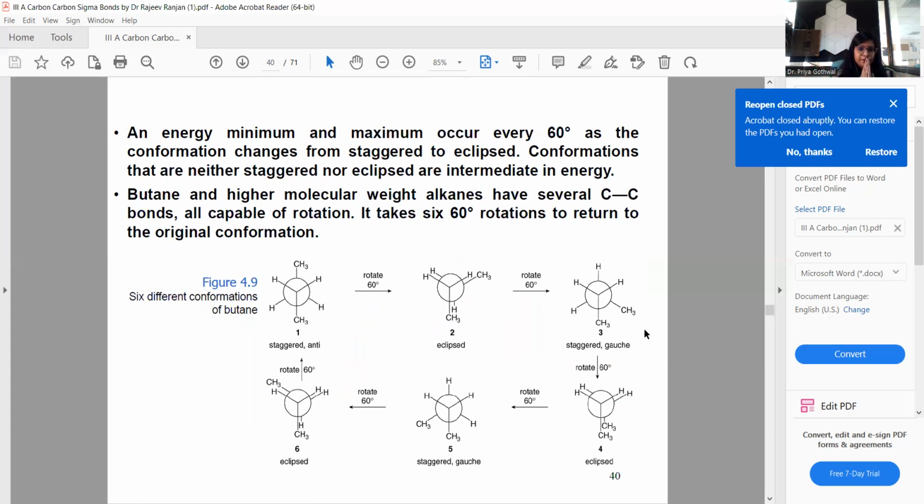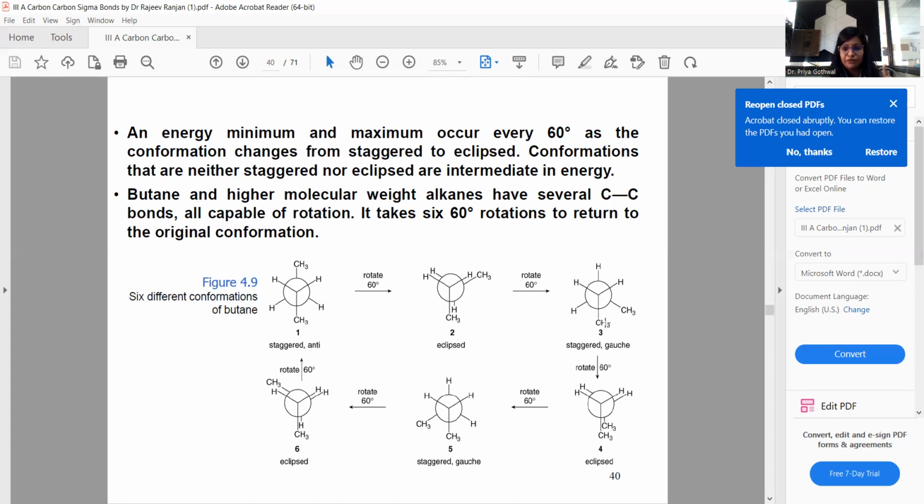Got it? Okay. Another case of these Newman projections is butane. Butane and higher molecular weight alkanes have several carbon-carbon bonds, all capable of rotation. It takes a 60-degree rotation to turn to the next conformation. Here we can see in figure 6 different conformations of butane, like the staggered anti. With a rotation of 60 degrees, it is converted to eclipsed, which is also rotated by 60 degrees.